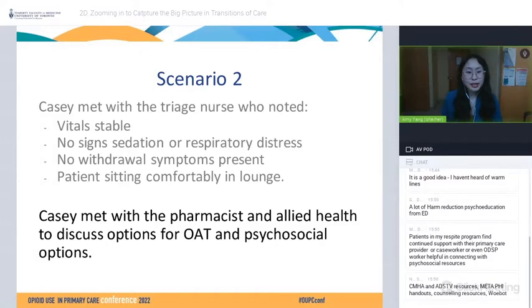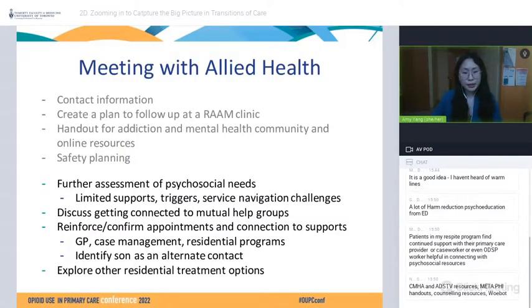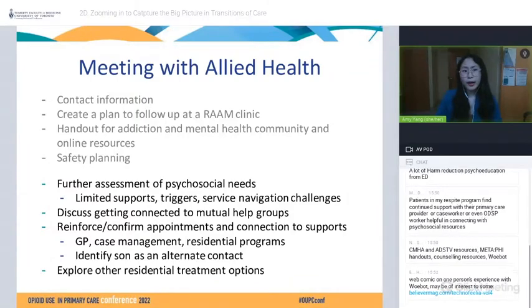Casey had met with a triage nurse who noted stable vitals, no signs of sedation or respiratory distress, and no withdrawal symptoms. And like I mentioned earlier, Casey met with the pharmacist and allied health to discuss options for OAT and psychosocial options. So in addition to the items that were discussed initially in case scenario one, there was further assessment of Casey's psychosocial needs, where though Casey was accompanied by his son to the eMERGE, he actually had very limited support and felt socially isolated.